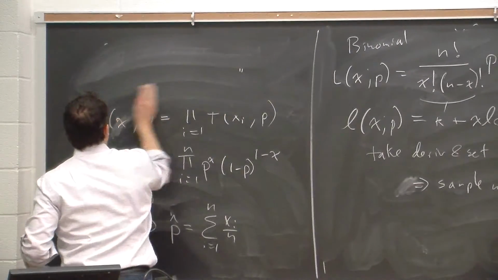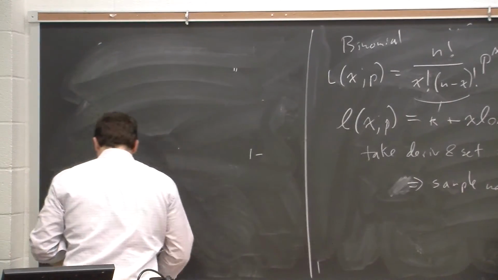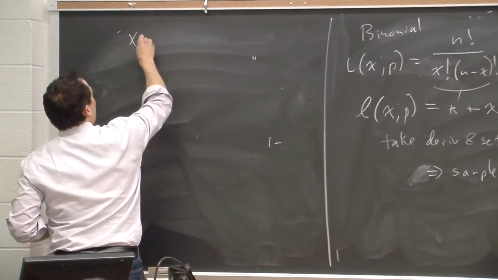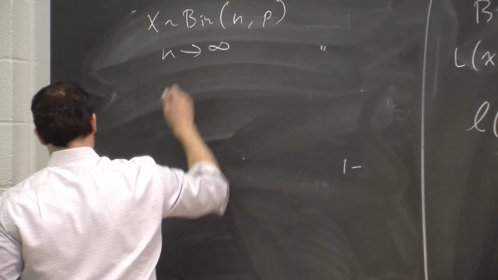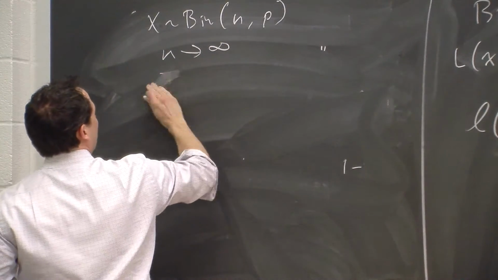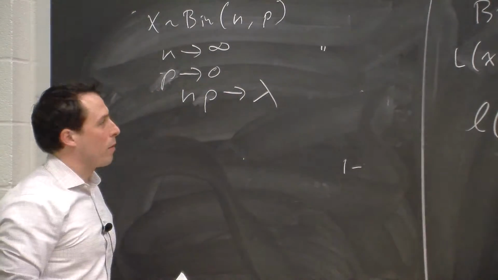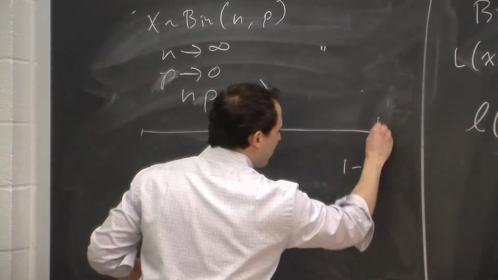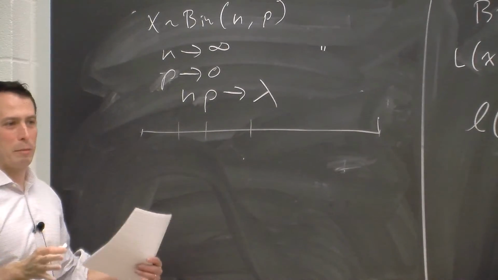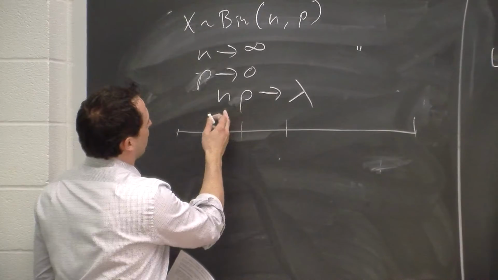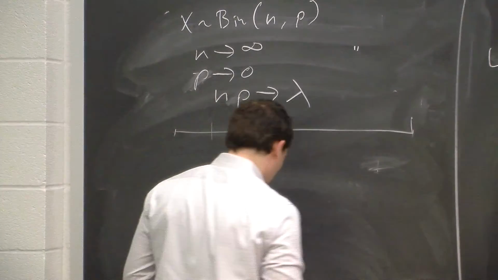The other way to think about it is as a limiting case of the binomial. So if we have x, which is binomial with some n and p, and we let n go to infinity, and we let p go to 0, and np goes to a constant. What we should think about is I have some interval of time or space, and I keep dividing it into smaller and smaller pieces, and at each division the chance of success goes down proportionally.